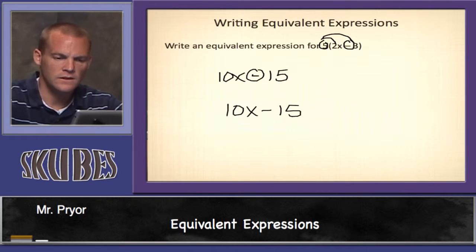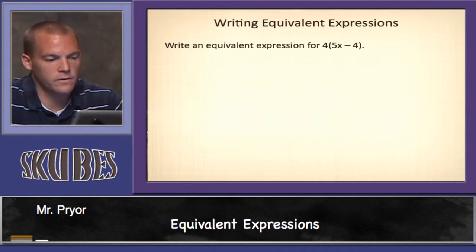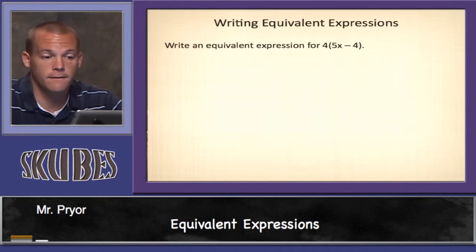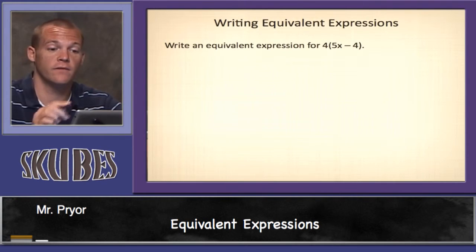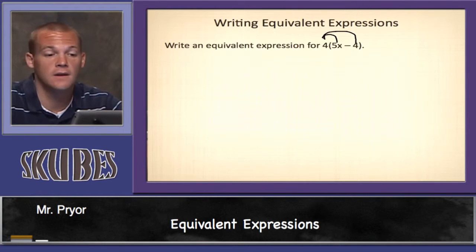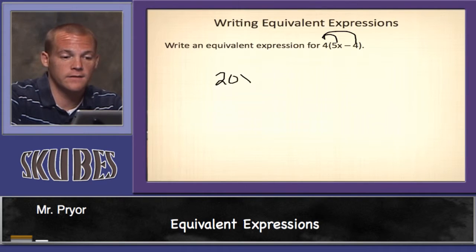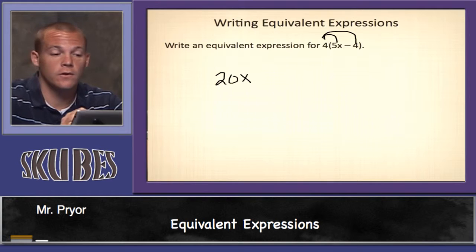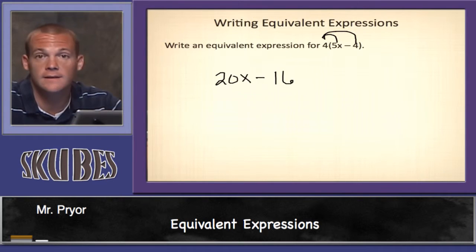All right. So let's look at one more of those. It says write an equivalent expression for 4 times (5x minus 4). And again, you're going to use the exact same strategy. Whatever number's outside the parentheses gets multiplied into any numbers inside the parentheses. So in this case, 4 times 5 is going to give you 20x, and 4 times 4 is going to give you 16. And you just simply write it like that.